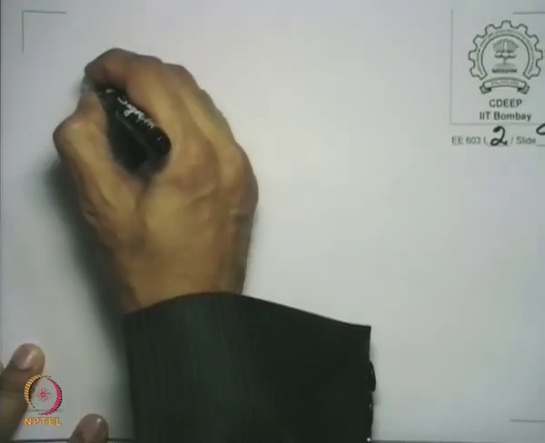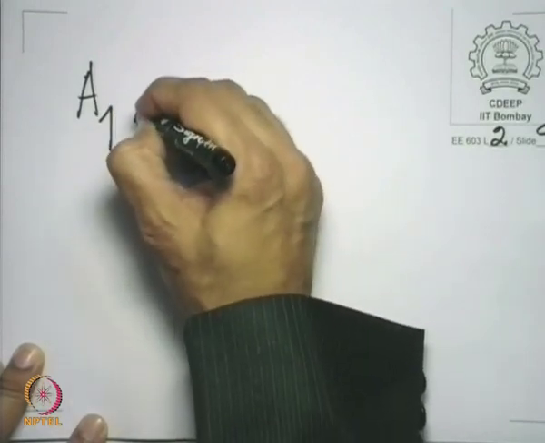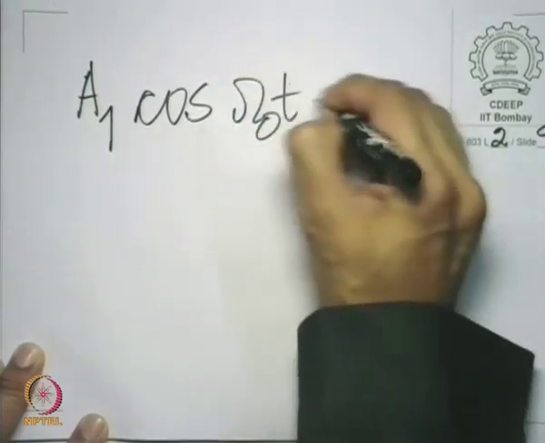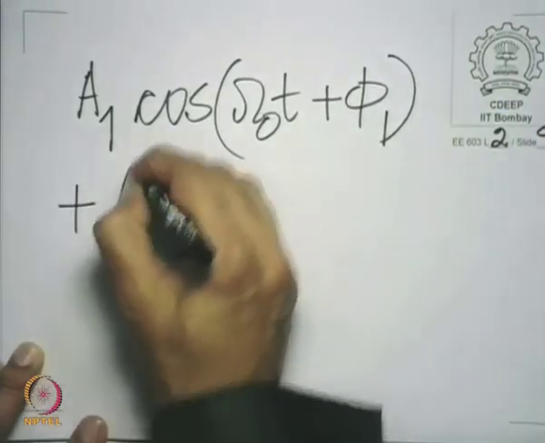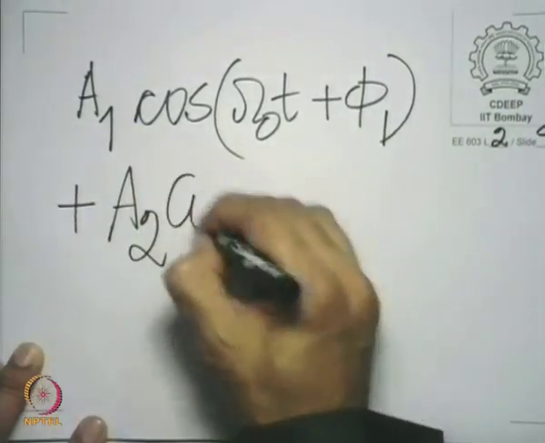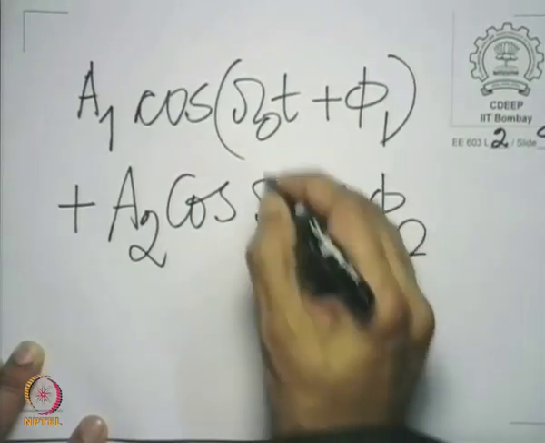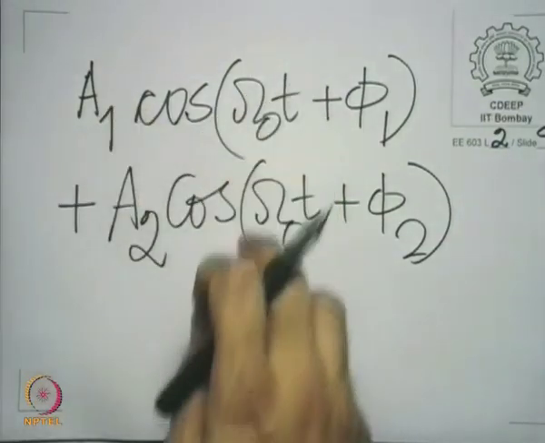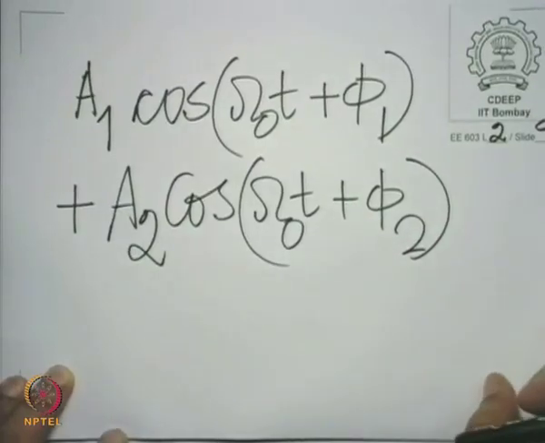But if I have two sine waves of the same frequency, A1 cos(omega 0 t plus phi 1) plus A2 cos(omega 0 t plus phi 2). Now, I am even giving them different amplitudes, but the same frequency. I am also giving them different phases. I can always decompose each of these, isn't it? So, I can decompose them into their cosine and sine components.